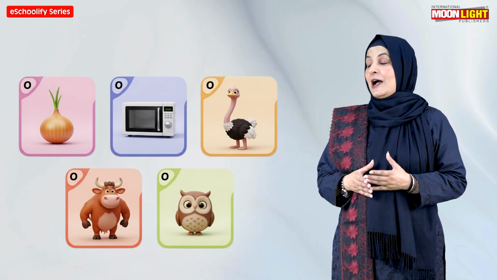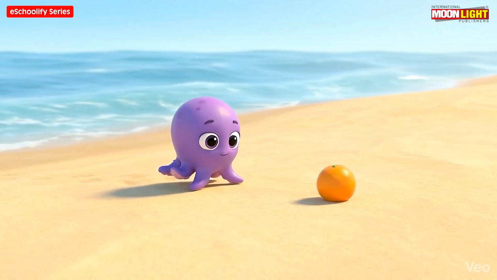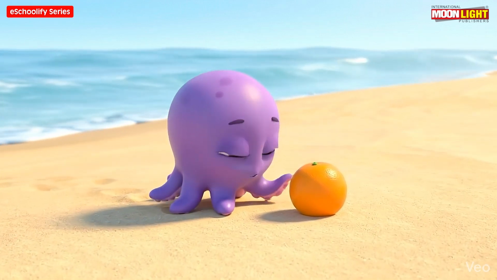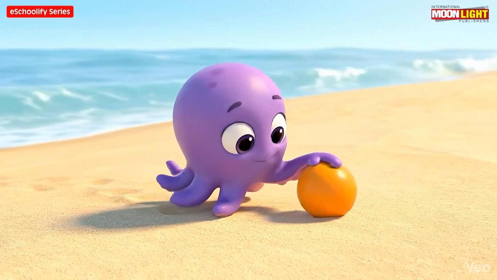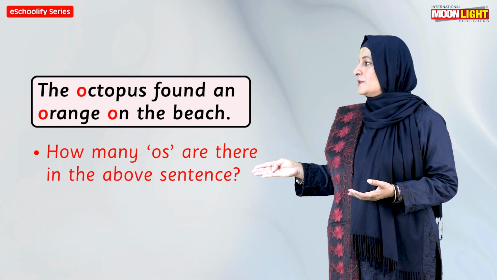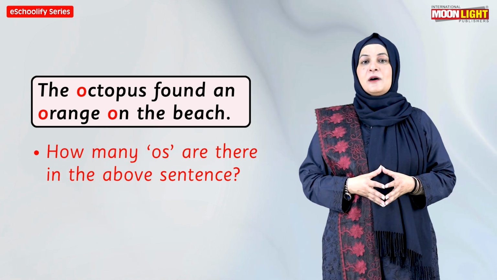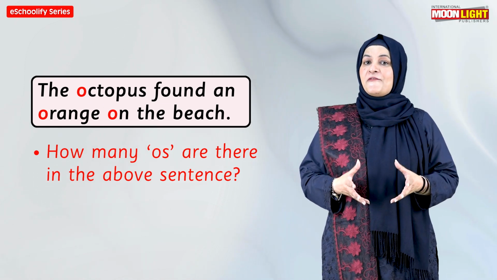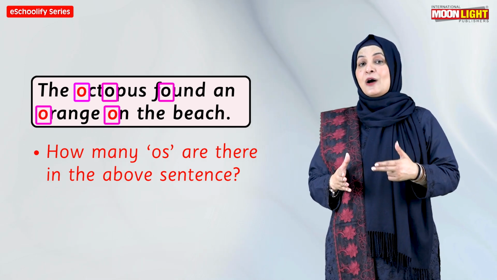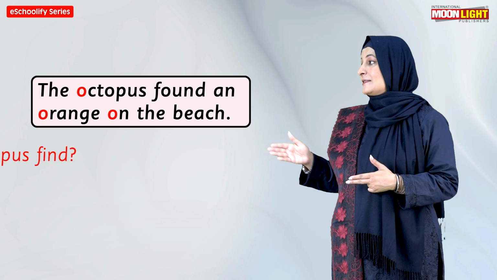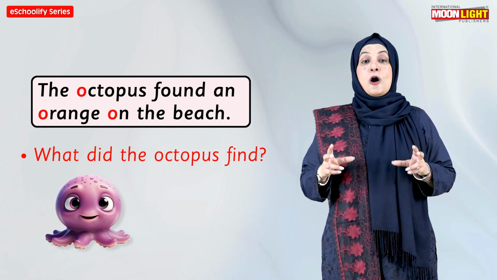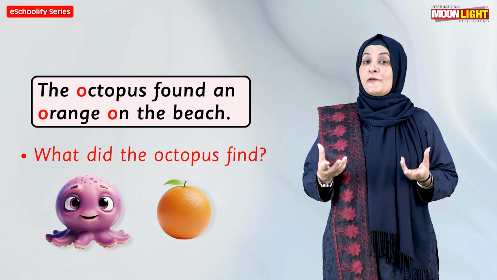Okay, after that: the octopus found an orange on the beach. Next, how many O's are there in the above sentence? There are 5 O's. You will ask the students and count with them. After that, ask the question: what did the octopus find? So, the octopus found an orange.